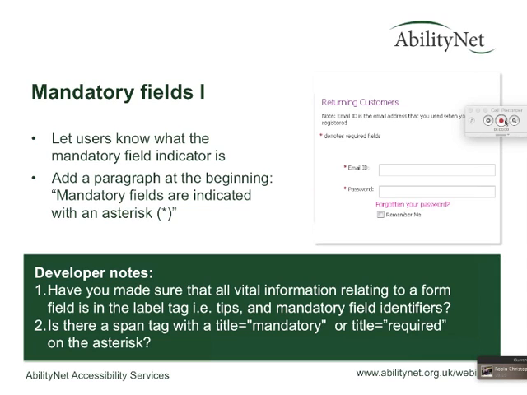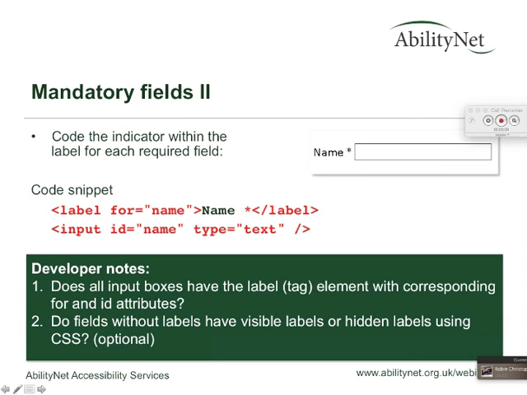Using an asterisk is the most common way of doing it. The instructions being as upfront as possible, not afterwards or even implied, just very clear. Then we also have an indicator within the label for each required field.